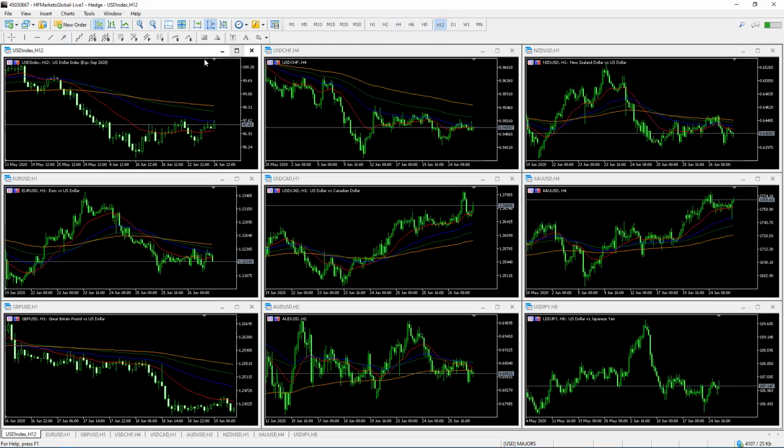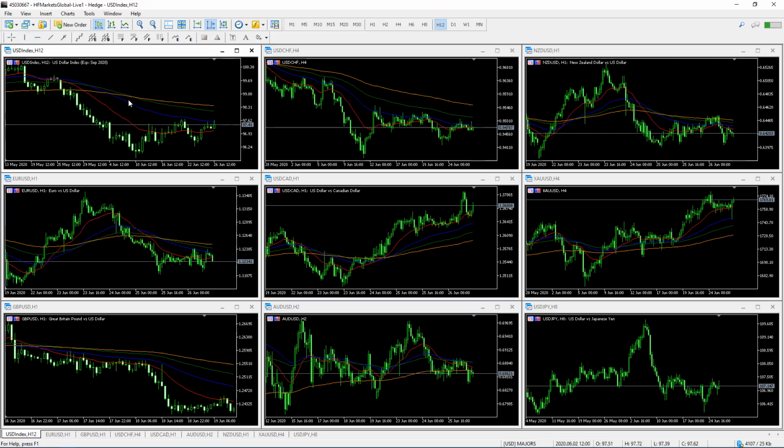Then I have my rectangle and triangle ready for access. I have my Fibonacci's here. Then I have my Elliott wave. What else? Yeah, linear regression channel. I have the trend lines, vertical and horizontal lines.